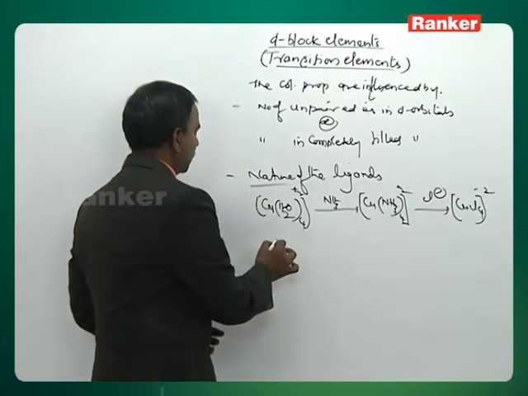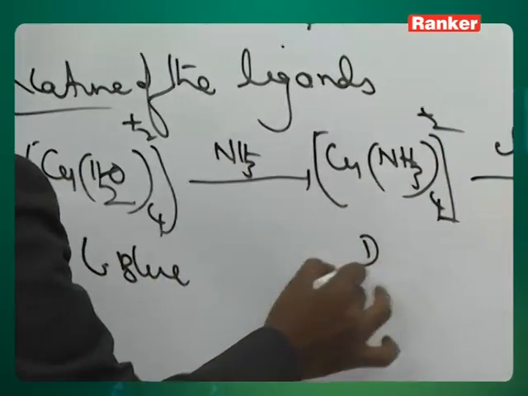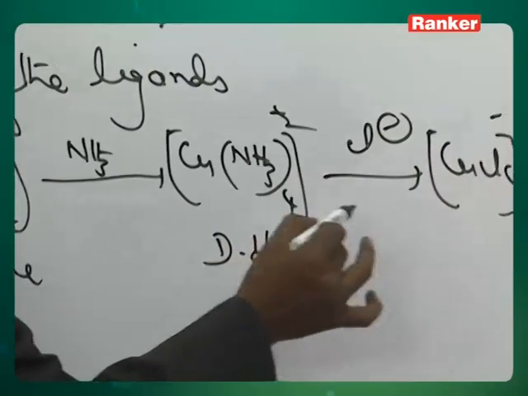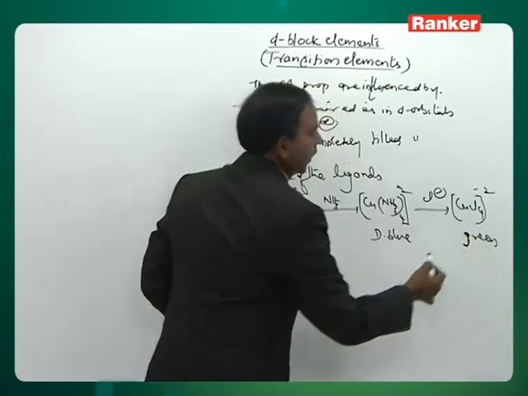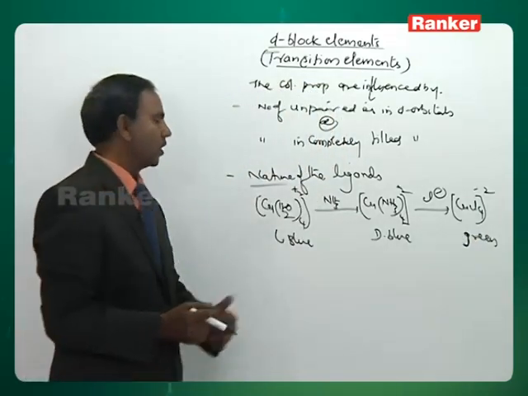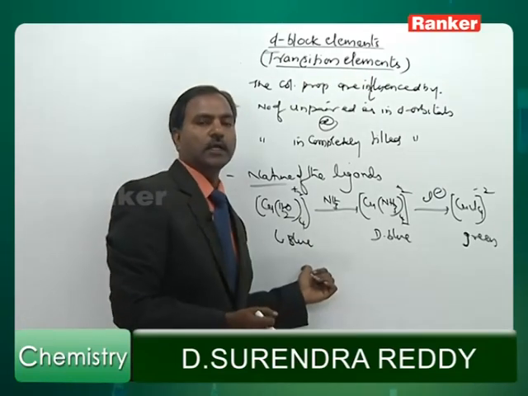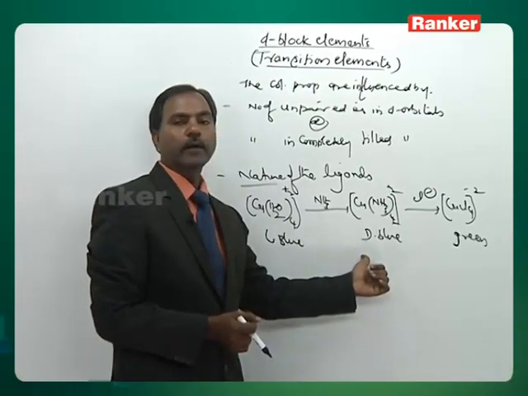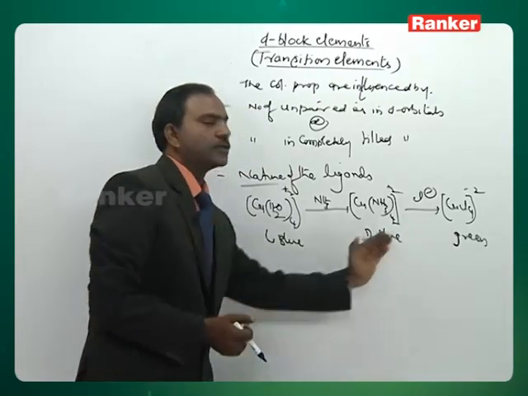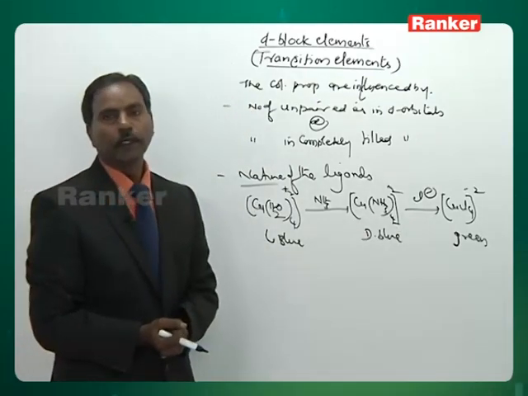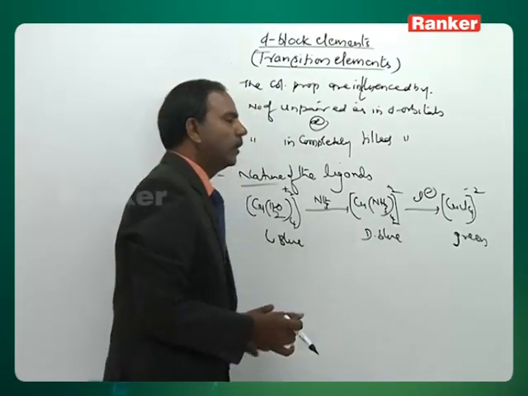Now this is light blue in color. This is dark blue in color, but this is green in color. What do you understand by this? If you are changing the ligand, the color is also changing. Aqua complex light blue, ammine complex dark blue, and chloro complex green. Therefore, color property depends on the nature of the ligand.